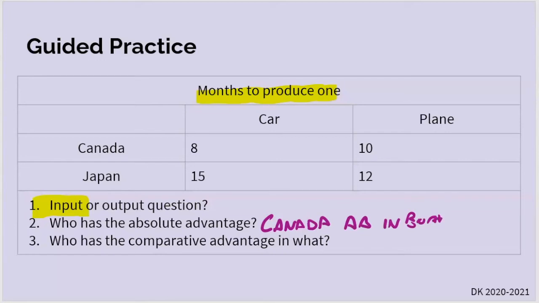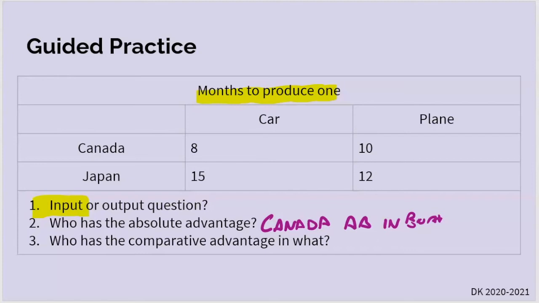Why? Remember, this is an input question. If it takes a country less time to produce the same good, we say they have the absolute advantage there. In this sense, it's different than an output question, where you're just looking at who has the higher number, because if you can produce more things, you're in better shape. For input questions, if it takes less time or fewer resources, you're in better shape. That's why for this particular question, Canada has the absolute advantage in the production of both planes and cars, because it takes them less time.